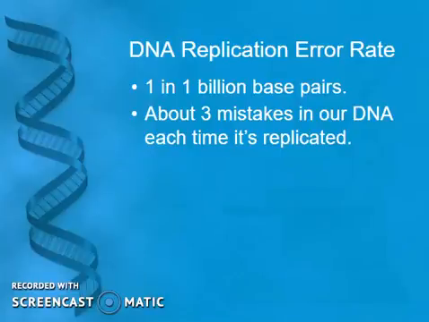This is the end of the Chapter 16 lecture. We're talking about DNA errors. We're talking about mutations, things along those lines. So you can see on the screen that our mutation rate is about 1 in a billion base pairs, which means every time our DNA is replicated, we make about 3 mistakes.